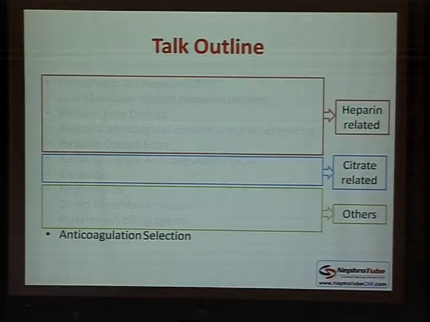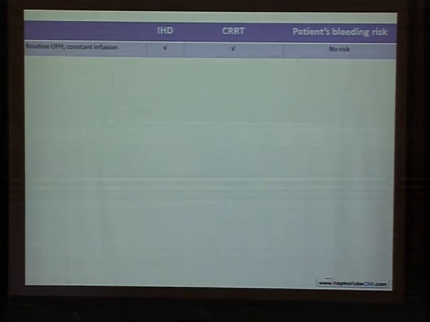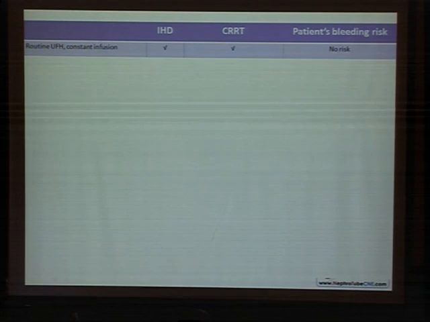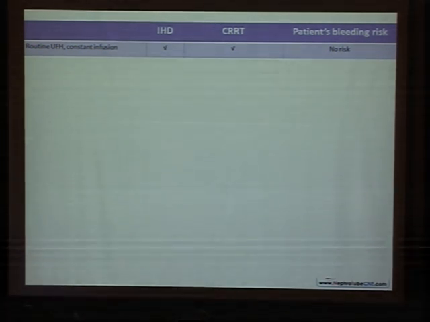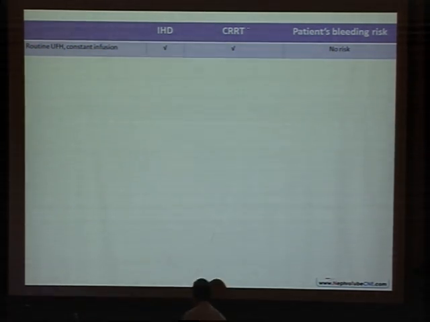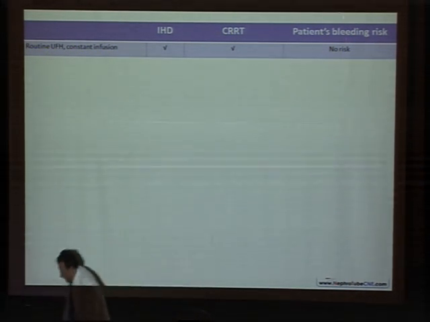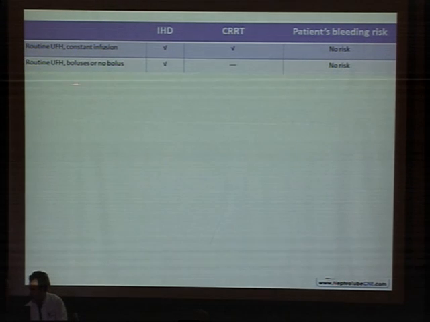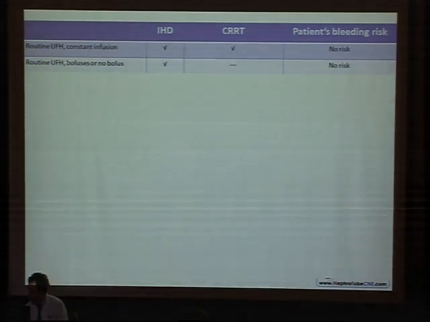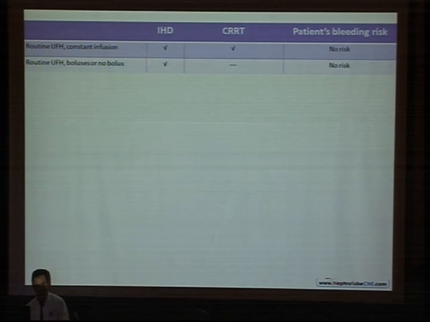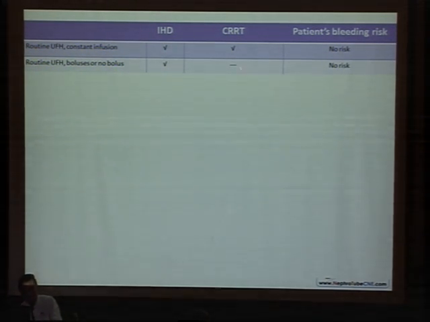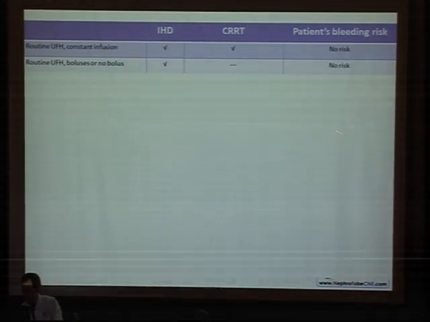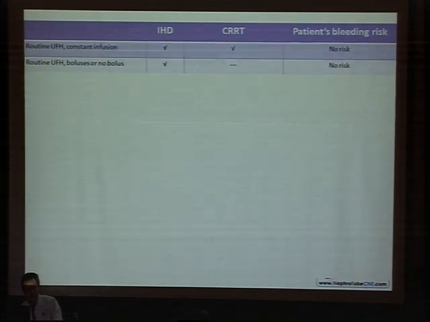To conclude my talk on anticoagulation selection, the first we talked about is routine unfractionated heparin with constant infusion, which can be used in intermittent hemodialysis and CRRT, but the patient's bleeding risk must be zero. Routine unfractionated heparin followed by boluses or no boluses can be used for intermittent hemodialysis and for CRRT. It is important that the patient's bleeding risk is zero.